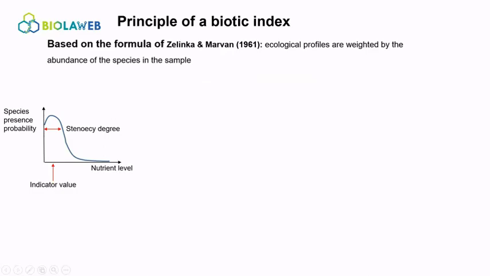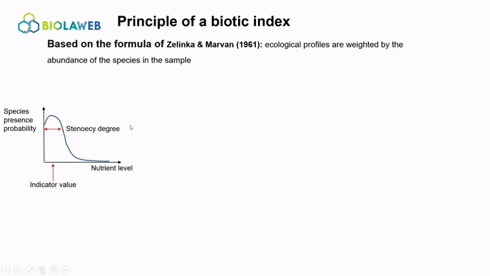What is an ecological profile? We have a graph here. On the horizontal axis, you have the nutrient level, and here the presence probability of the species. You can see that this species will be dominant, with a high probability of presence at low nutrient level. So it's an indicator of good water quality. And you can measure two different things. The first thing is this peak here, which is the indicator value. The indicator value tells you that this species is a good water quality indicator because the nutrient level is low.